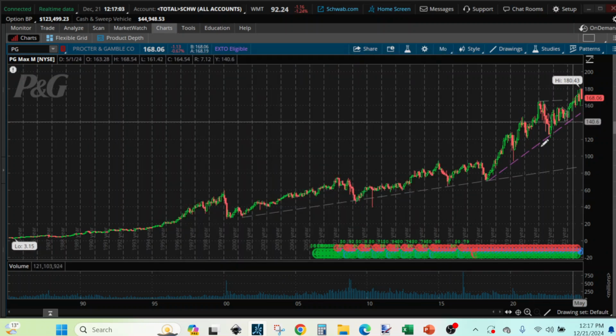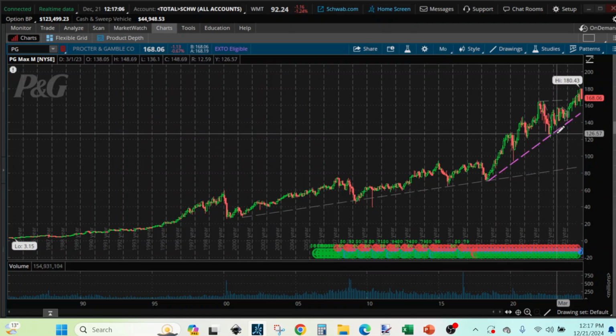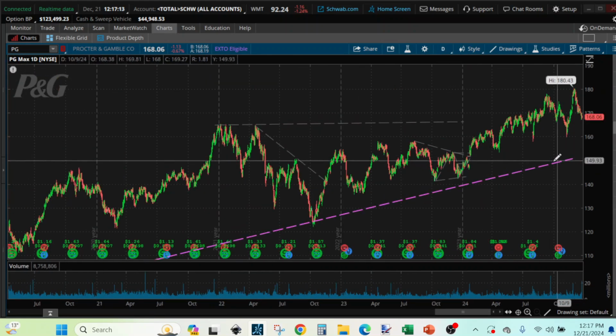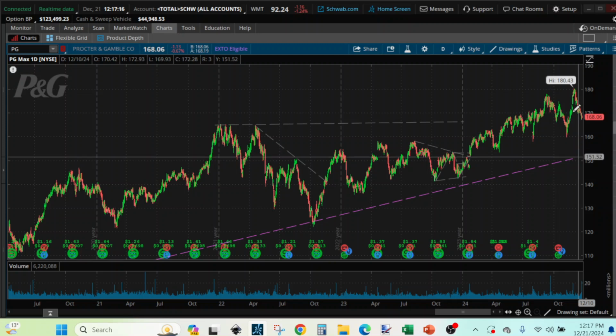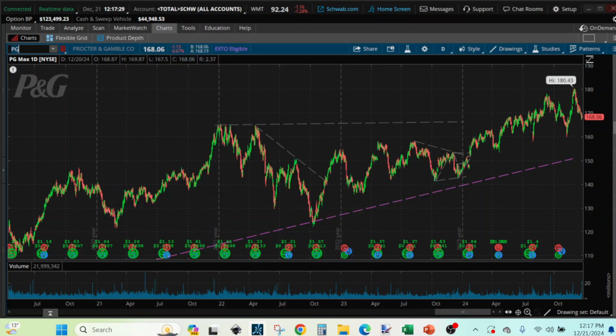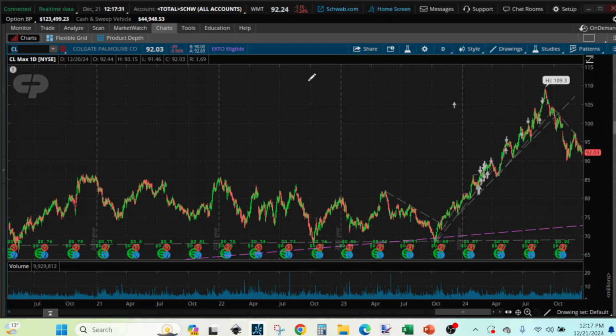Touched base with it a few times. So maximum daily chart, let's see that line. Yeah, that will be the line that we'll be buying it on. So if it comes to that line, we buy. Good. You see, that's how we are tracing our entry point line. CL we traced it already. So that is the line we will buy on. We purchased a few times this year.